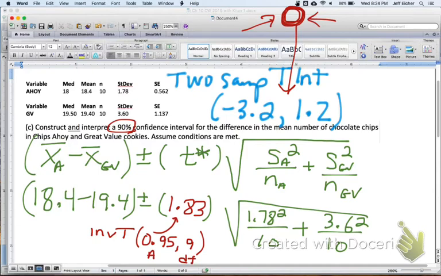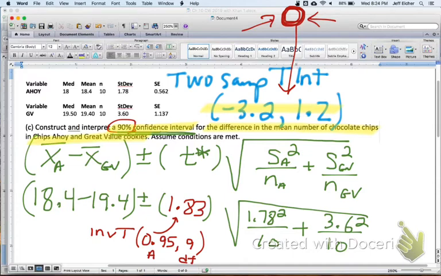So to interpret this, we would say we are 90% confident. Oh, maybe I'll highlight it. We are 90% confident that this interval captures the difference in the mean number of chocolate chips in Chips Ahoy and Great Value cookies. Plagiarism. But that is how we would interpret the interval.